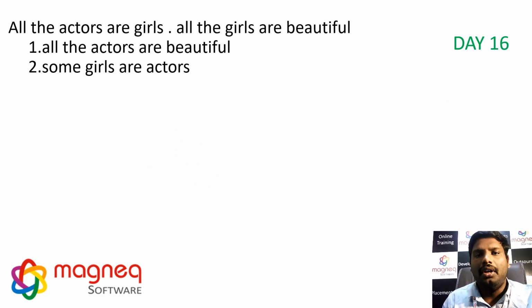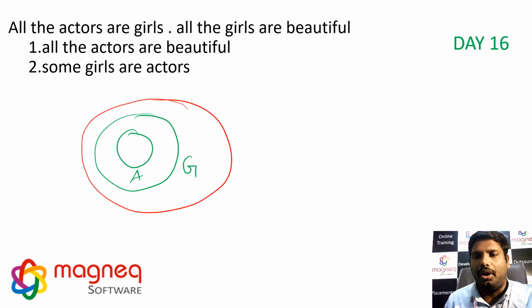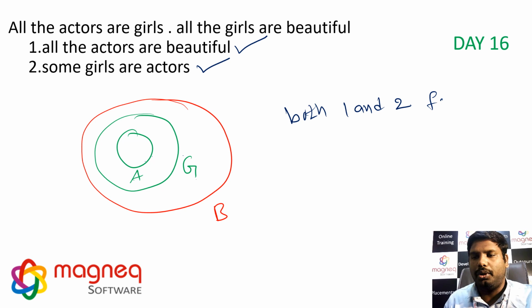Next one. All the actors are girls, all the girls are beautiful. So first, all the actors are girls. Next, all the girls are beautiful. Conclusion one, all the actors are beautiful. All the actors are inside beautiful. So first one true. Second, some girls are actors. There is a relation between girls and actors. So second one also true. Both one and two follow.